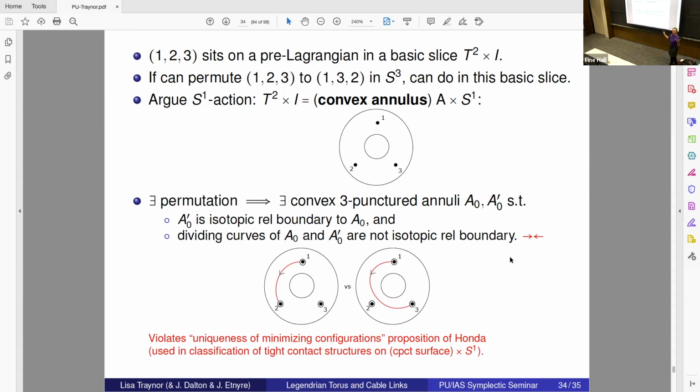It's a result of Honda when he was classifying tight contact structures on surfaces cross S1. So again, we're using the rigidity of these dividing curves to show that you cannot do a non-cyclic permutation.